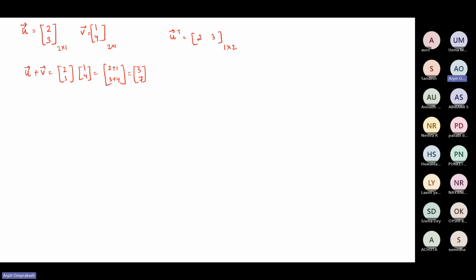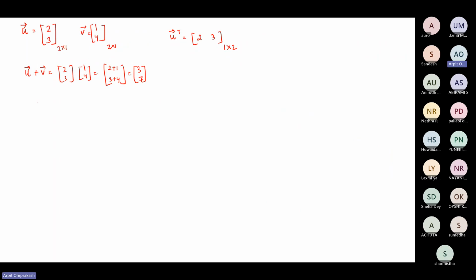We also learned about scalar multiplication. A vector has a direction and a magnitude. A scalar only has a magnitude, so any number is basically a scalar. Let's say we want to multiply the vector u with 3. This is a scalar multiplication where we multiply 3 with the vector u. We write 3 and the vector, and this translates to multiplying each individual element of the vector with the scalar: 3 into 2 and 3 into 3.